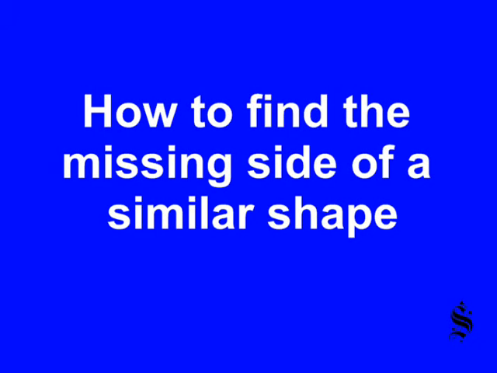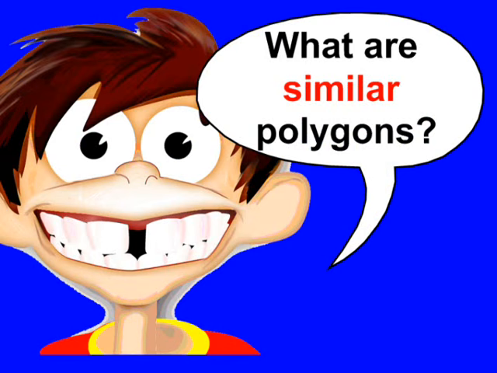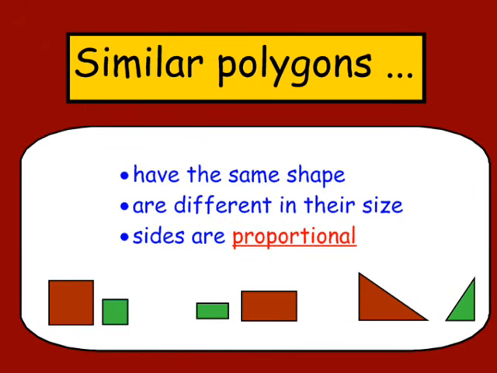How to find the missing side of a similar shape. Well, let's review a little bit. What are similar polygons or similar shapes? Similar polygons, they have the same shape, but they're different in size.